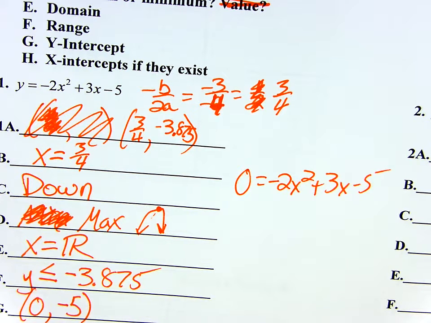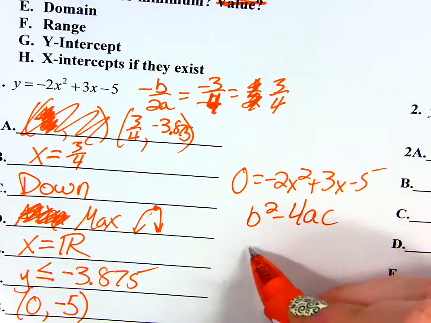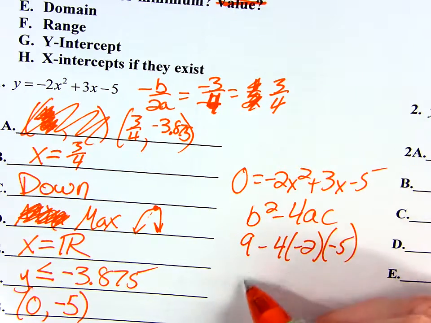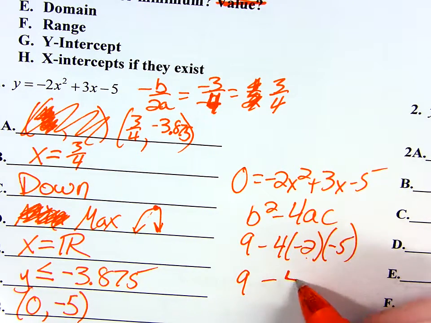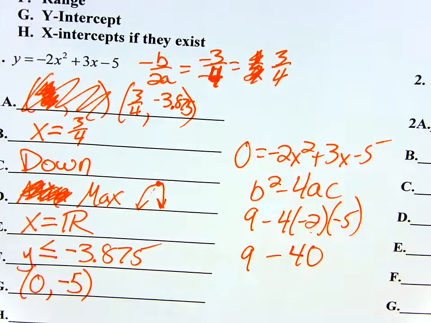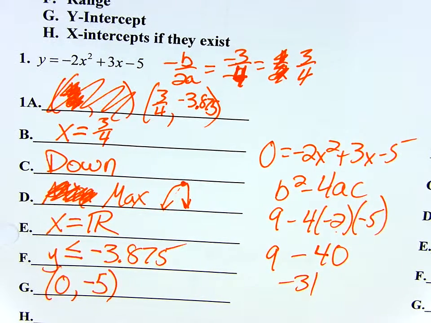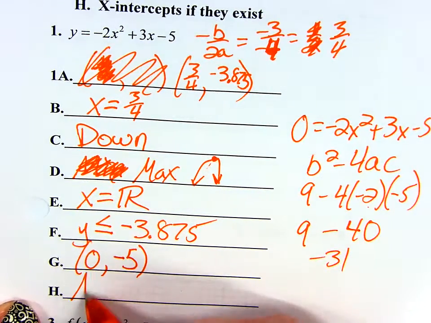So let's start off with the discriminant, because maybe if the discriminant comes out to be negative, what are my x-intercepts? There aren't any, right? So let's start with the discriminant, b squared minus 4ac, and see what comes out. So it's 9 minus 4 times negative 2 times negative 5. Well, what do you know? This one does not ever cross the x-axis. So I'm going to write none.